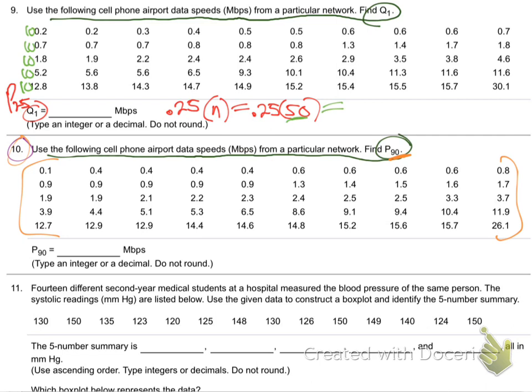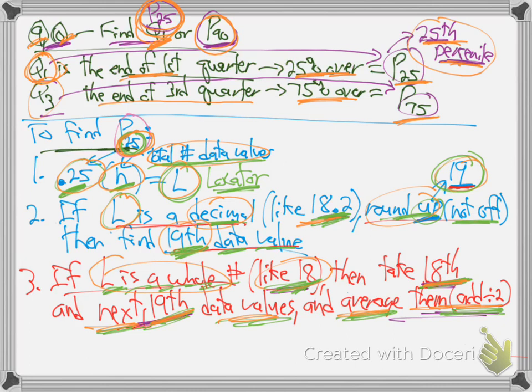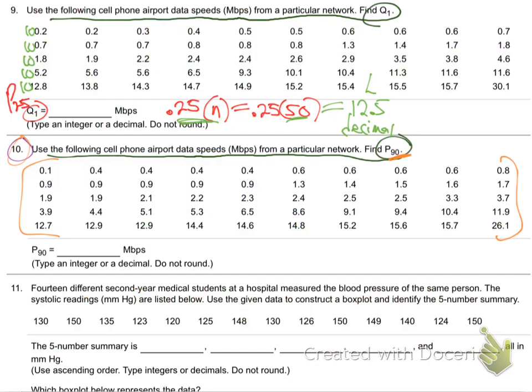If you multiply that, 0.25 times 50, you get 12.5. Now that's a decimal. That's my L, my locator. So you're supposed to take 0.25 times n. Let's go back and look at the instructions. Right, 0.25 times n, and I got a decimal. So what am I supposed to do when I get a decimal? Round it up.